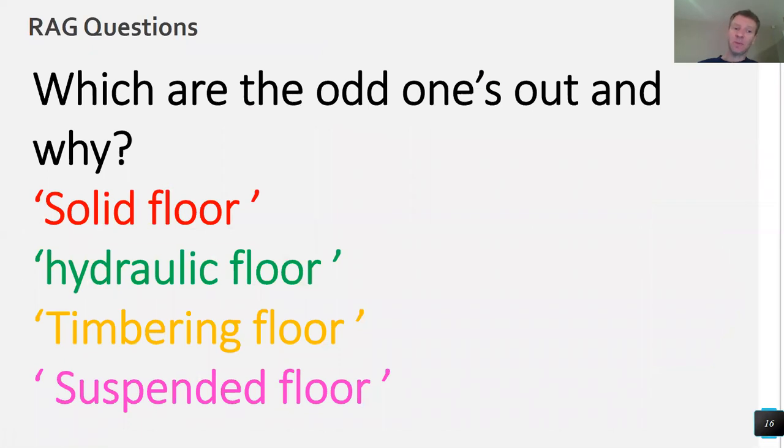Here's an odd one out. Which is the odd one out? The solid floor, the hydraulic floor, timbering floor, or suspended floor? Well, we've mentioned the solid floor, and that's made from concrete. We've mentioned the suspended floor, which you've got the beam and blocks, and you've got the timbering floor. You can do a timbering suspended floor, but hydraulics is all to do with when you've got an excavation and you're going into substructure and you don't want the excavation to fall down. So you can get hydraulic supports that will open up and keep the actual trench open.